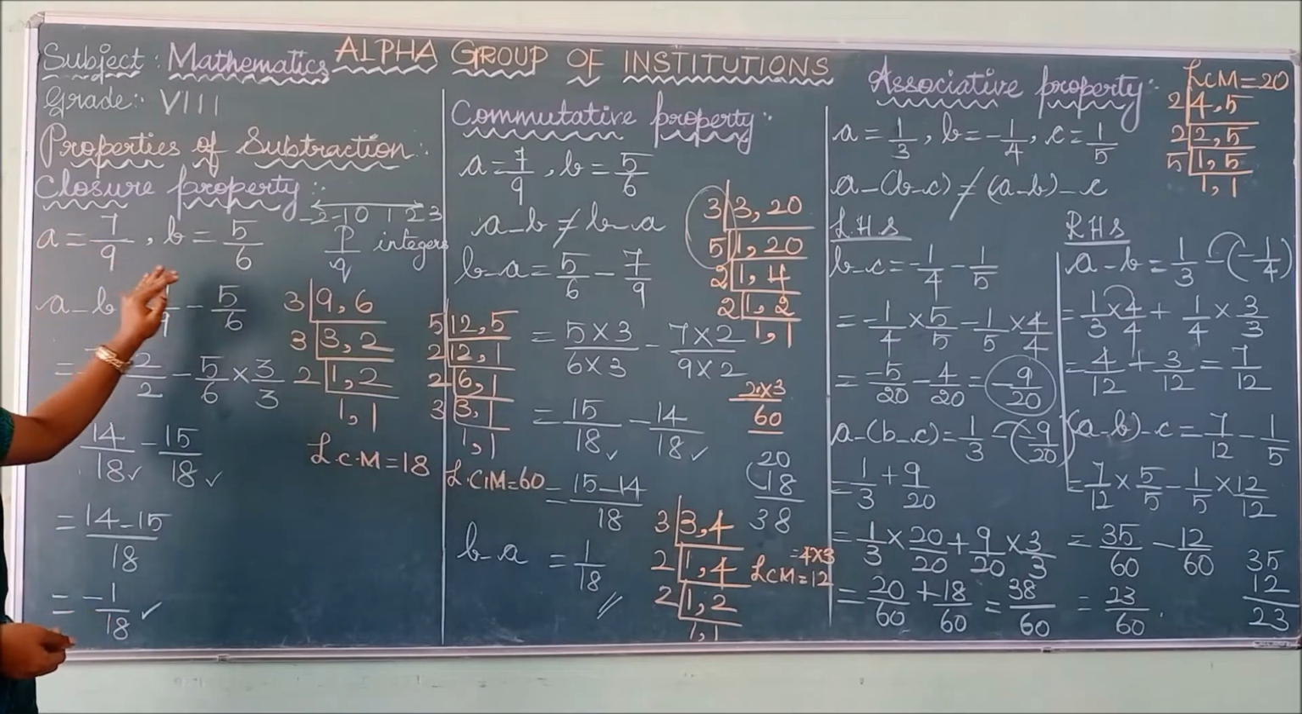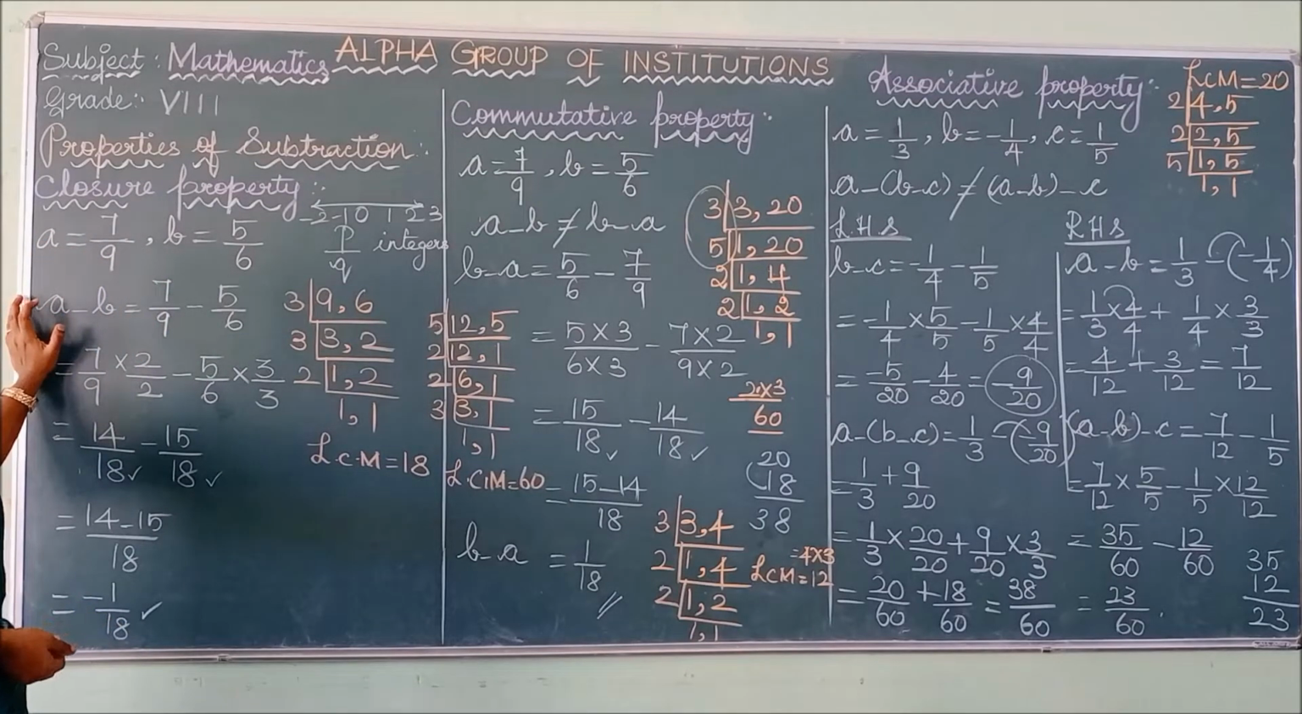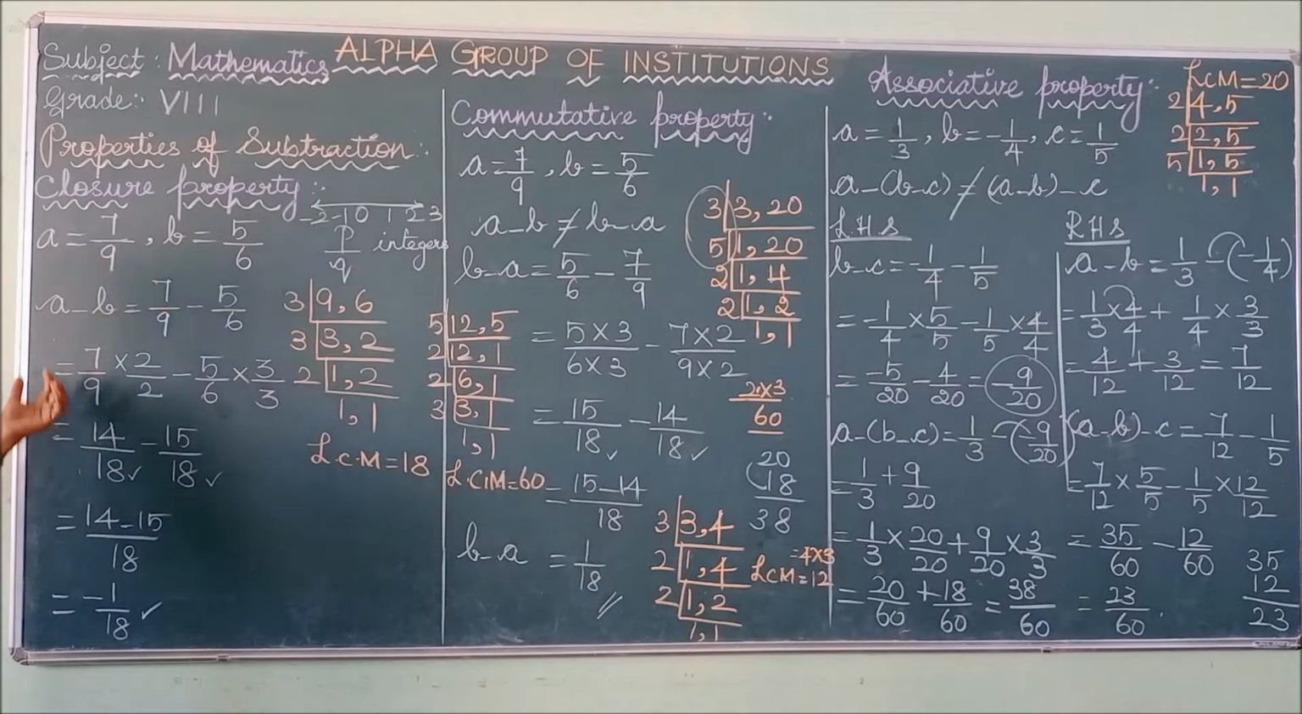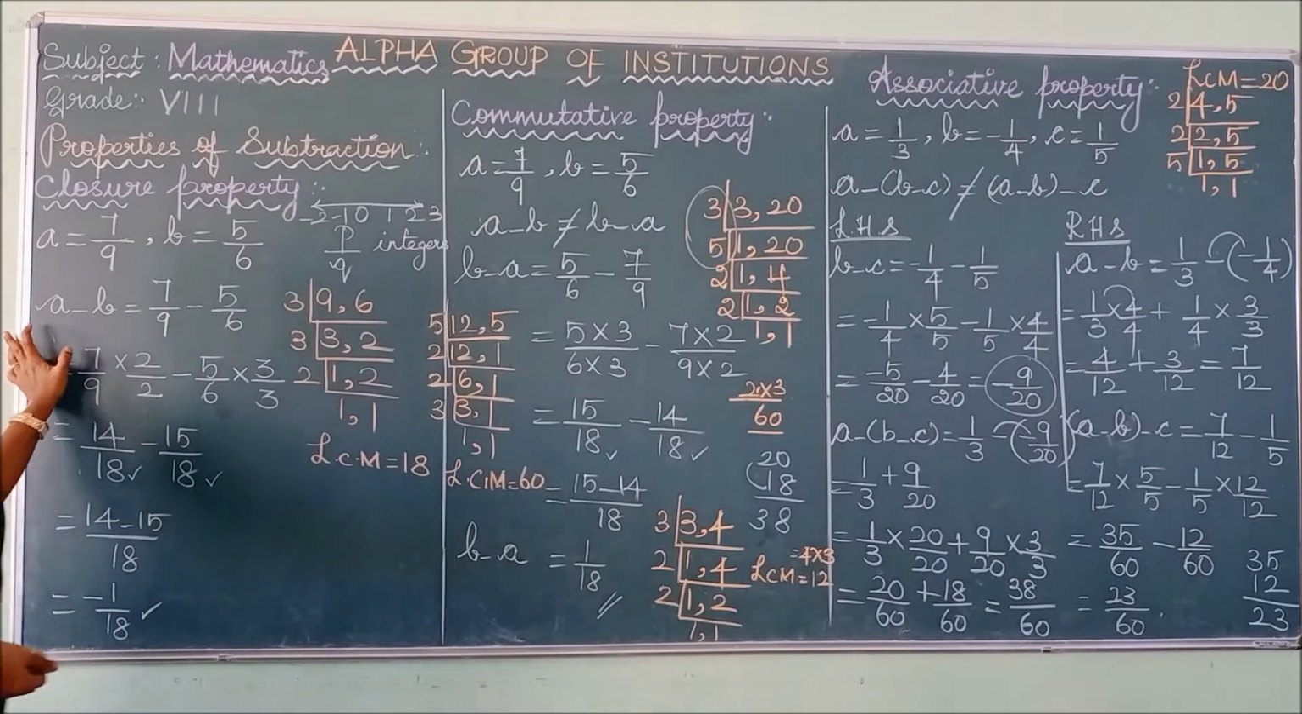First one is closure property. Closure property is what? For any rational number a and b, the difference a minus b is also a rational number. We have taken two rational numbers and the difference is also a rational number. So closure property satisfies for subtraction.